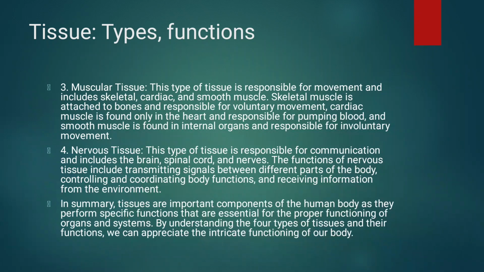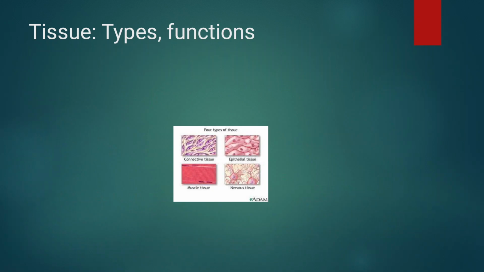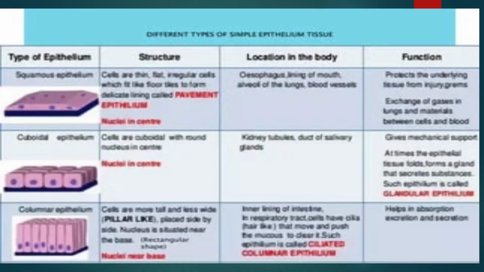The next thing is nervous tissue. It is responsible for communication and includes the brain, spinal cord and nerves. The functions of nervous tissue include transmitting signals between different parts of the body, controlling and coordinating body functions, and receiving information from the environment. These are the four types of tissue: connective tissue, epithelial tissue, muscle tissue and nervous tissue.